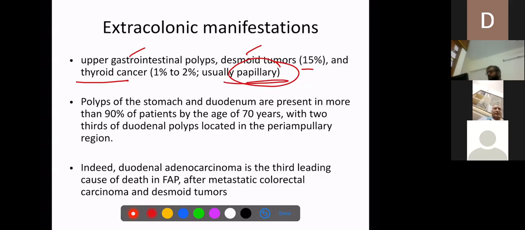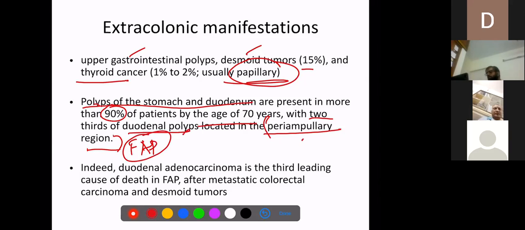Polyps of the stomach and duodenum are present in more than 90% of the patients. In the duodenum specifically, most patients have polyps located in the periampullary region. If these polyps get converted to a carcinoma, it may lead to a periampullary carcinoma from the duodenum. So when a patient is diagnosed with a periampullary carcinoma arising from the duodenal cells, you have to screen for FAP, because most of the time it is going to be present. Even though you treat the duodenal polyps, other tumors may come. So it's going to be a periampullary carcinoma due to a duodenal carcinoma. You have to look for FAP.